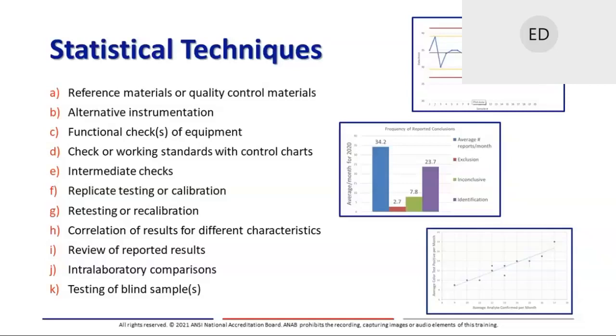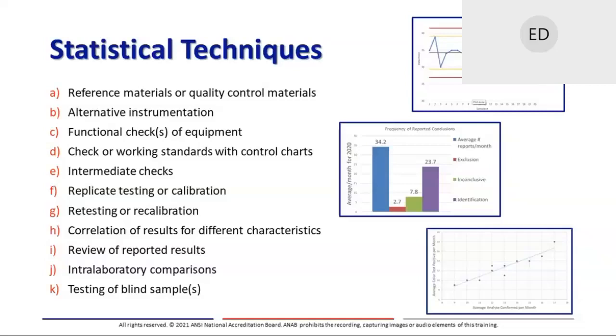And so you can plot that data out over a period of time in a control chart and do some trend analysis that way. Maybe you're looking at review of reported results, and for the results that have been reported, you want to know on average how many reports went out a month, and out of those reports, how many stated a certain type of conclusion. Was the conclusion an exclusion? Was it an inconclusive? Or did they make an identification? And so you can use a frequency plot or chart or a histogram to show that information. What were the reported results that went out the door in that month?